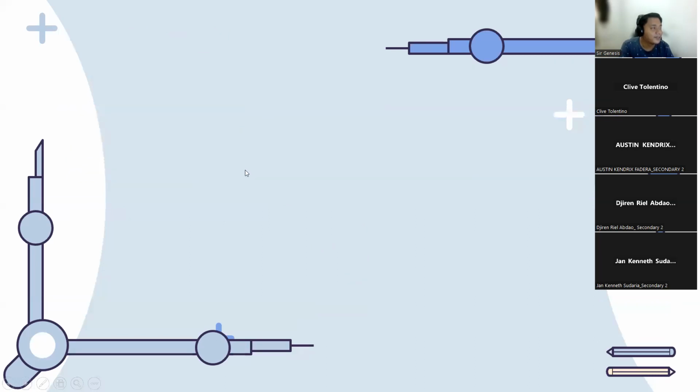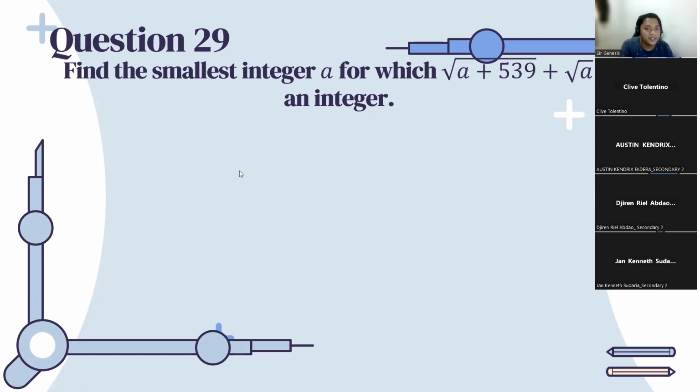Okay. Number 29. Find the smallest integer a for which square root of a plus 539 plus square root of a is an integer. Okay, so a is an integer, and this expression is also an integer.